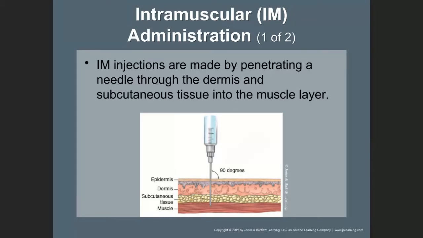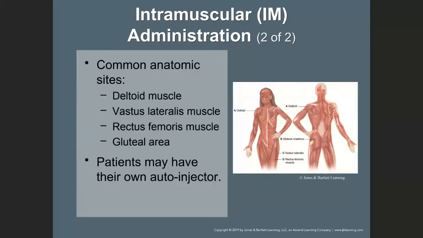Now, the intramuscular administration, IM. Injections are made by penetrating a needle through the dermis and subcutaneous tissue into the muscle. 1.5 to 2 inch needle, 21 to 22 gauge, angle of insertion 90 degrees. Common anatomic sites include the deltoid muscle, the vastus lateralis muscle in the thigh, rectus femoris muscle, gluteal area. Patients may have their own autoinjector.